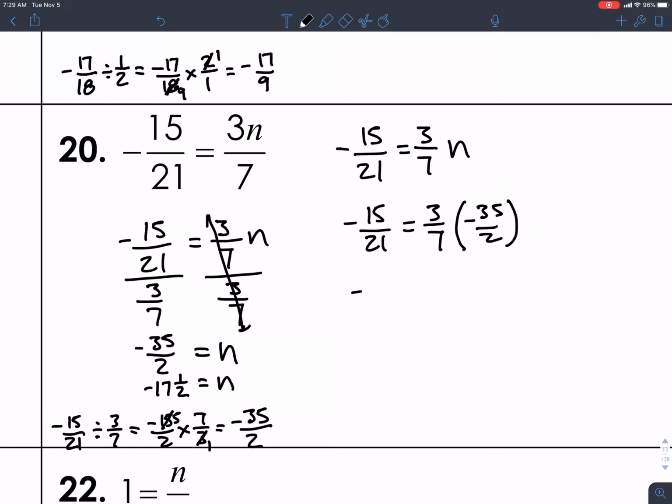So then we still have negative 15 over 21 is equal to, let's see if we got some stuff we can reduce. 3 over 7 can't reduce, 35 over 2 we can't reduce, the 3 and the 2 cross-reduce, can't do that, but the 7 and the 35 we can cross-reduce, because 7 goes into 7 once, 7 goes into 35 5 times. So now we got something a little bit simpler to deal with.